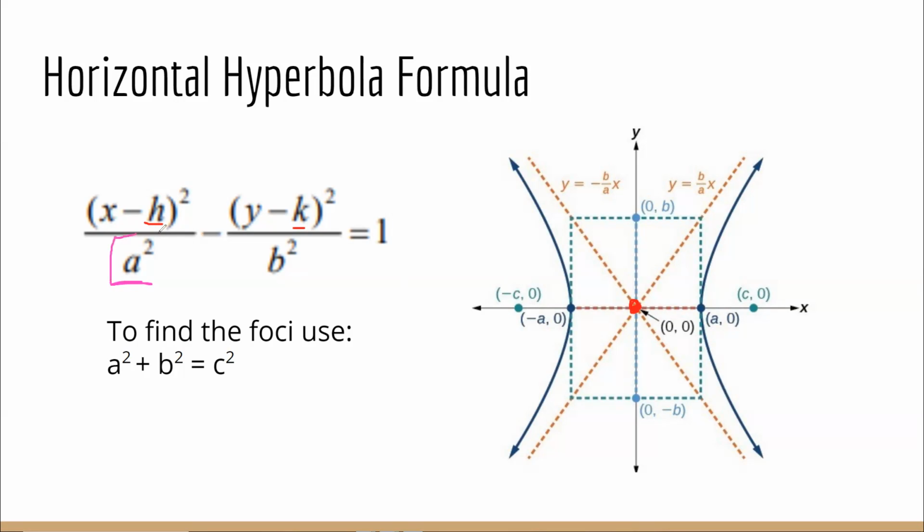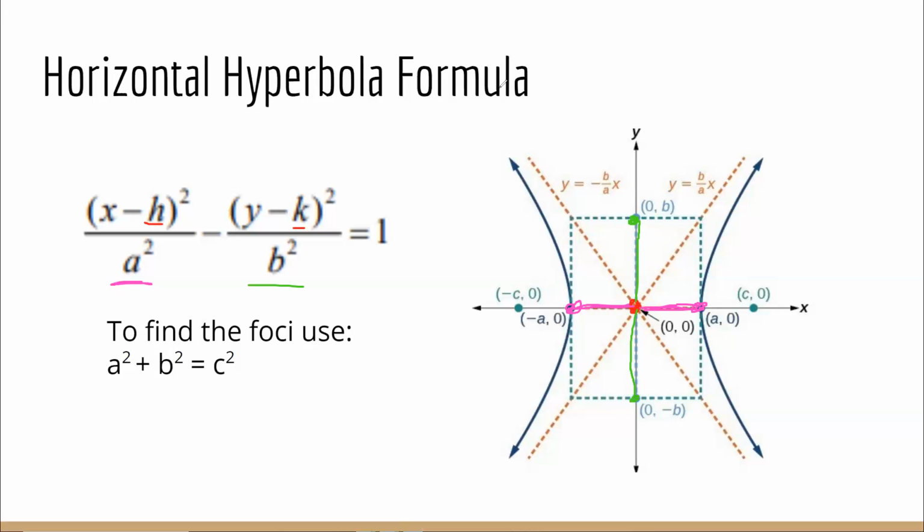So you take this number, a squared, you take the square root of it, that's a, and then from the center, you move a units to the left and a units to the right. If it's x squared minus y squared, those are going to be our vertices. If it's y squared minus x squared, those are going to be our co-vertices. Then you look under y squared, and that number, b squared, you take the square root and find b. Then you move up and down b units from the center. And if this is a horizontal hyperbola, then those will be our co-vertices.